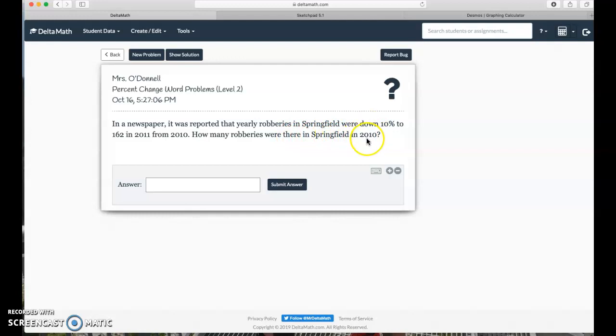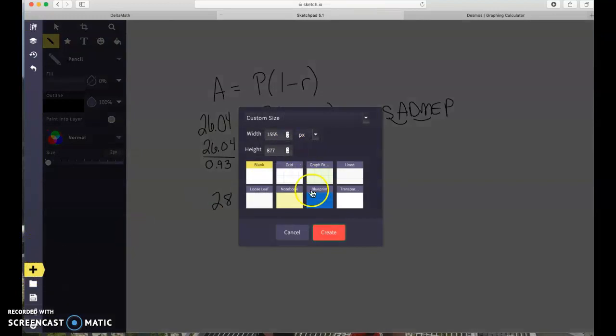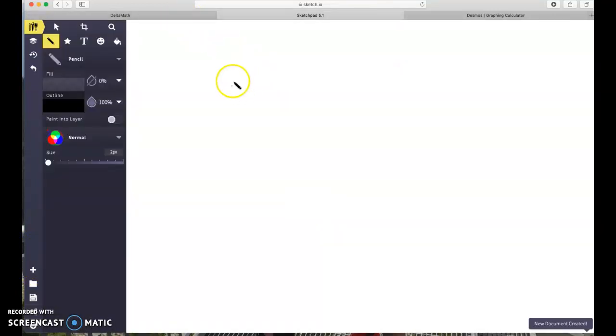Okay, so they want to know how many robberies there were in 2010. They're telling me how many robberies were in 2011, and we know that the robberies went down. So in 2010 there were more than 162. All right, so we're dealing with percent decrease. So I'm going to grab a blank. We know the amount is the principal amount times 1 minus the rate.